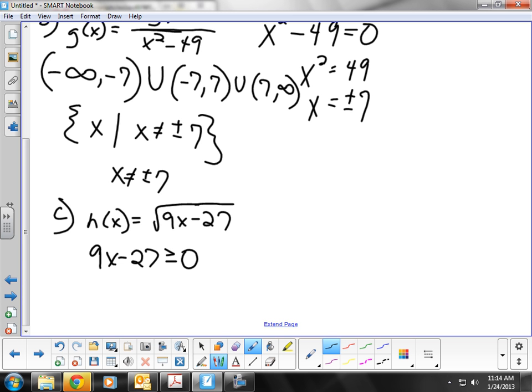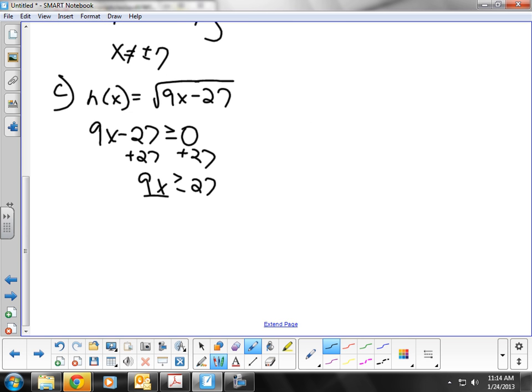Because these are the things that will work. On part B, we found the things that wouldn't work, and your domain's everything except that. When you set this one up, you're finding everything that will work directly. Okay? So I'm going to just add 27 to both sides. So I get 9x is greater than or equal to 27. And then dividing by 9 gives me that x is greater than or equal to 3.